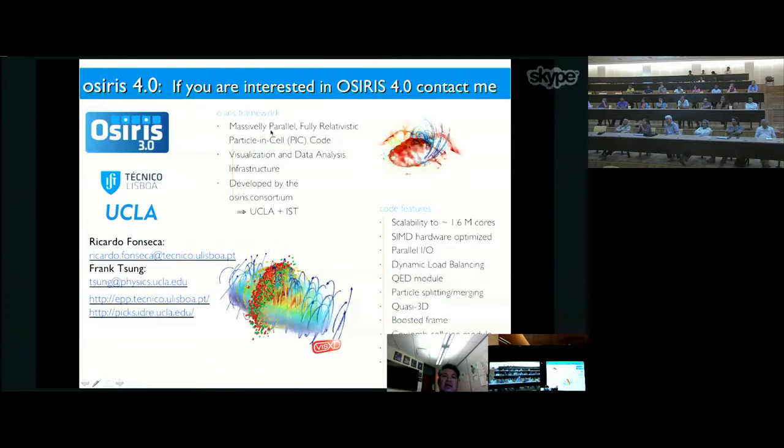But it is a massively parallel framework. It is scaled to more than 1 million cores. It has the ability to run on Intel Phi and GPU. It has dynamic load balancing. It has a QED module that I won't have time to talk about. Particle splitting and merging algorithms, a quasi-3D algorithm. It has the capability to run in a boosted frame. It's got a Coulomb collision module. And there are a lot of people at IST and UCLA developing it, so it continues to be developed.